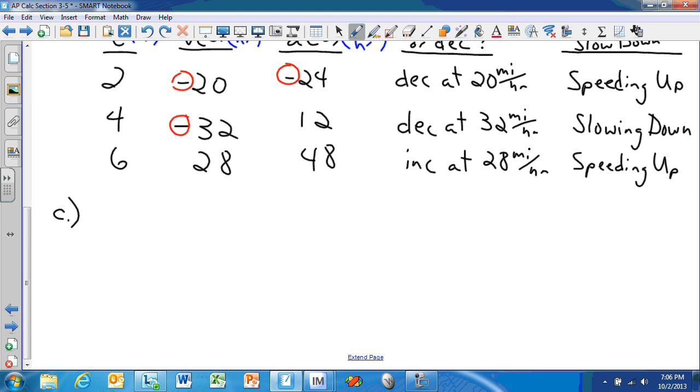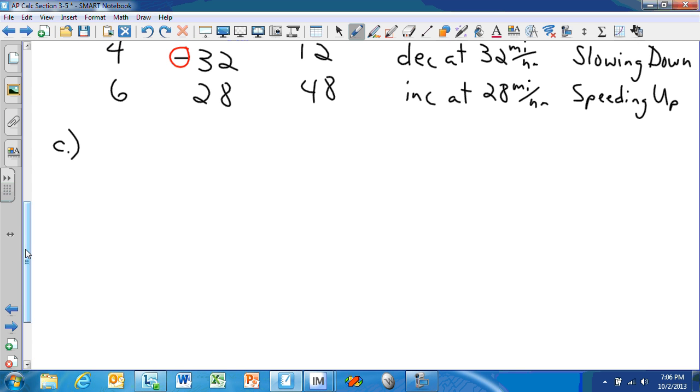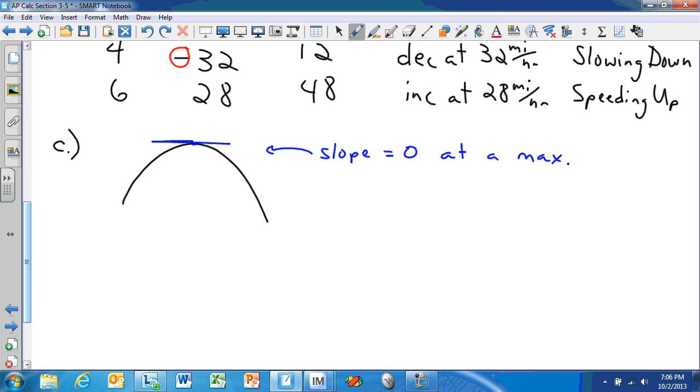If you look at a function, I'm just going to sketch some function here. It doesn't really matter if it's this function or not, but if I have a function that hits a maximum, notice that at that particular maximum my slope is 0. If I draw the tangent line there, I can see that the slope is 0 at a maximum. And that's the key for us.